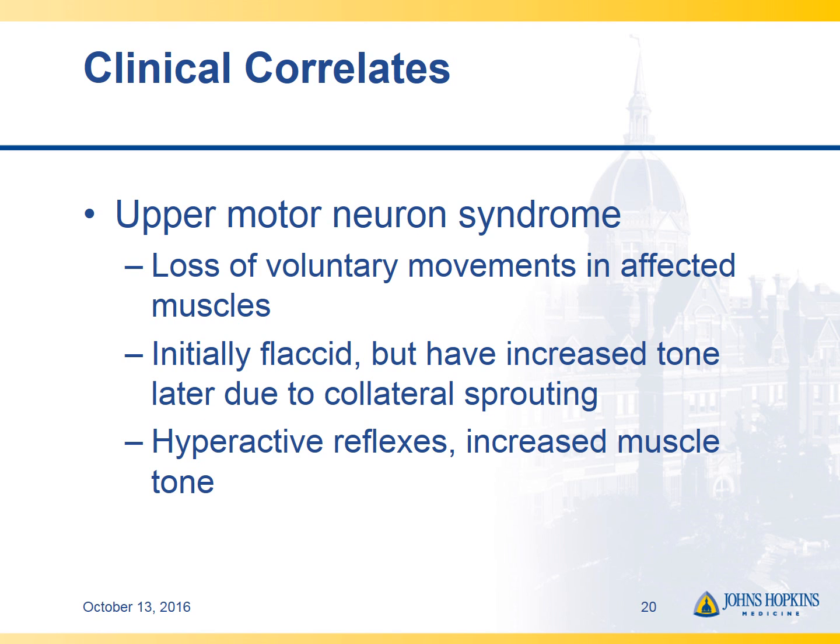Upper motor neuron syndromes involve a loss of voluntary movements in the affected muscles. There is initially flaccidity associated with upper motor neuron syndromes, but this eventually becomes spastic, and there's increased tone because of contralateral sprouting. So again, there are hyperactive reflexes and increased muscle tone in upper motor neuron syndromes.